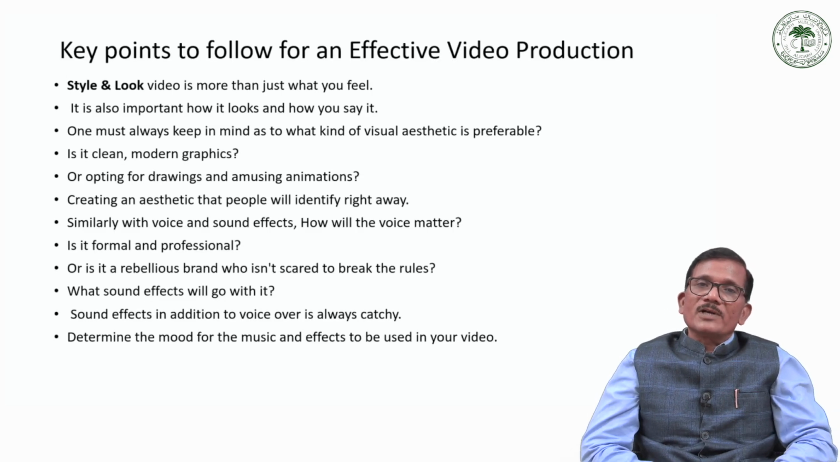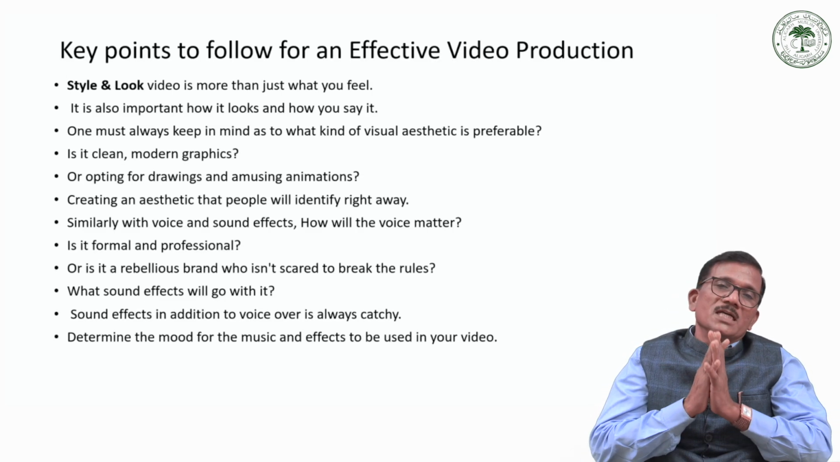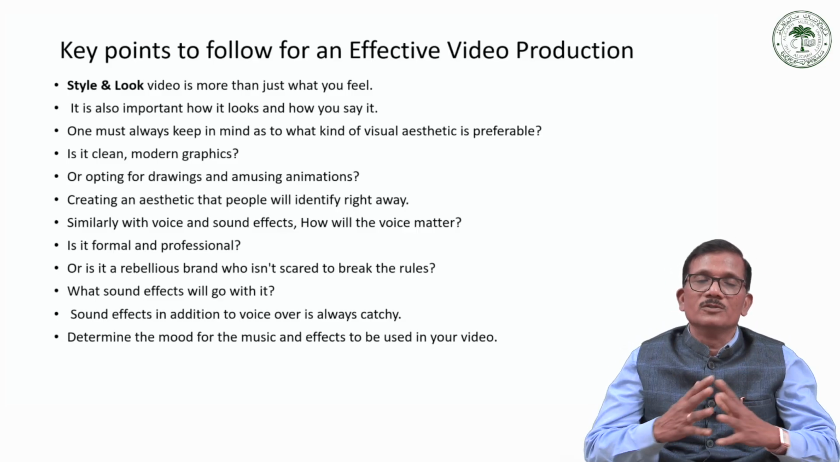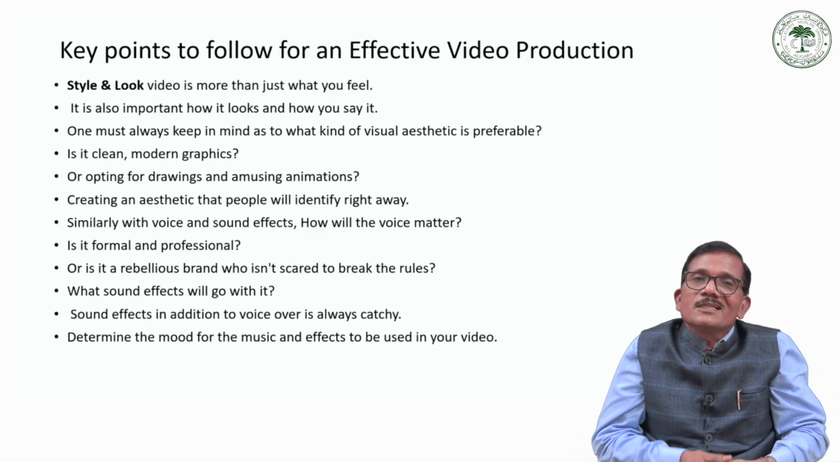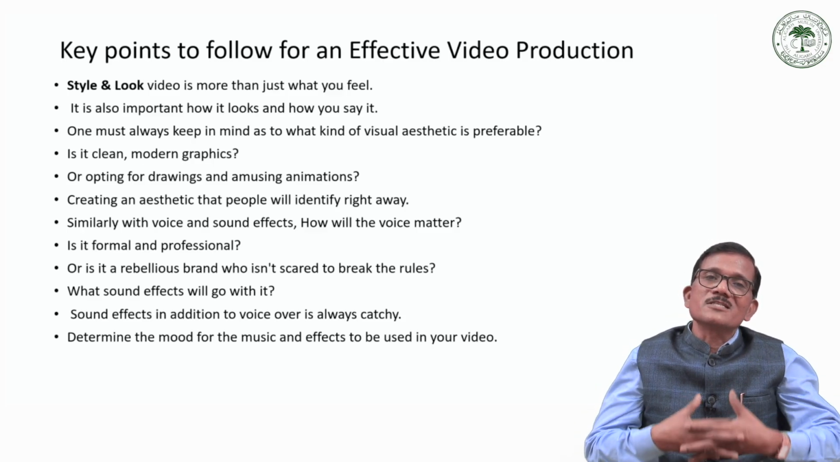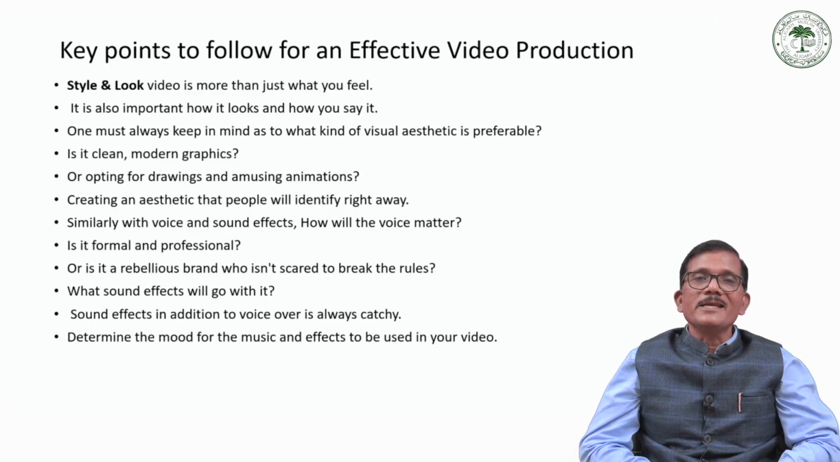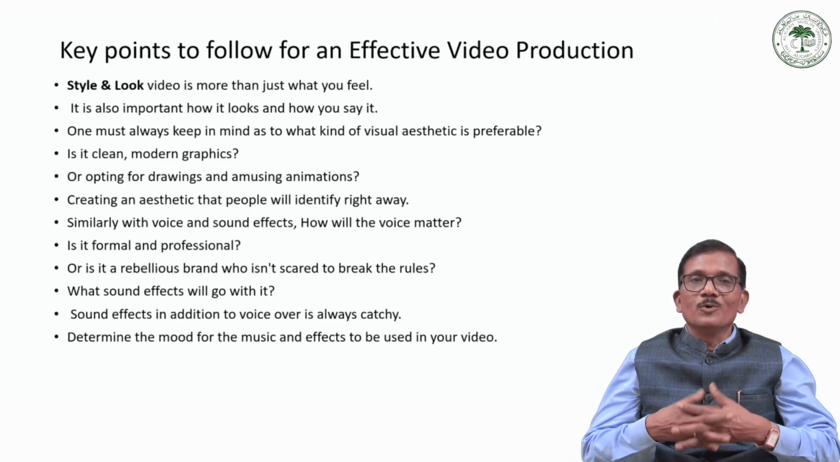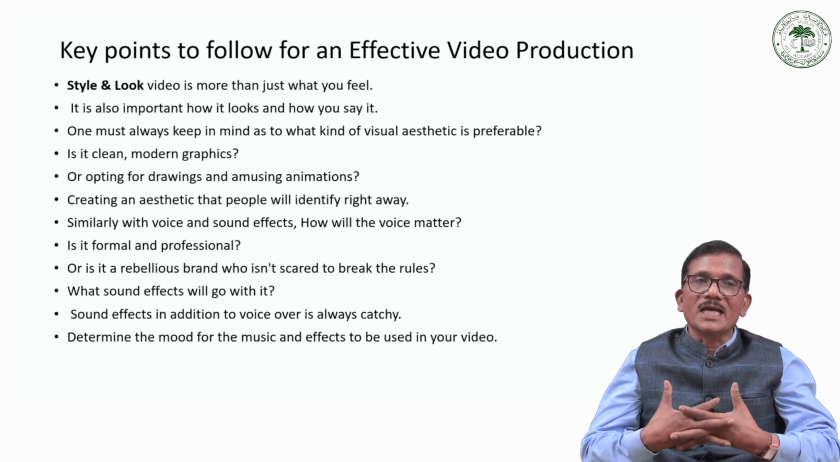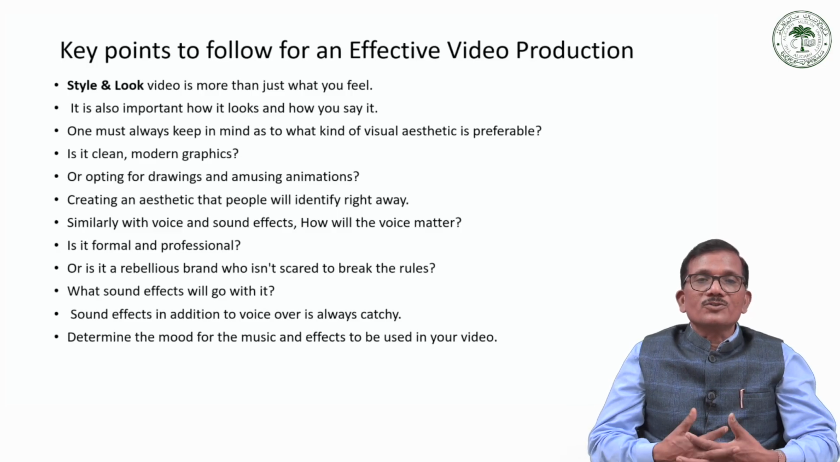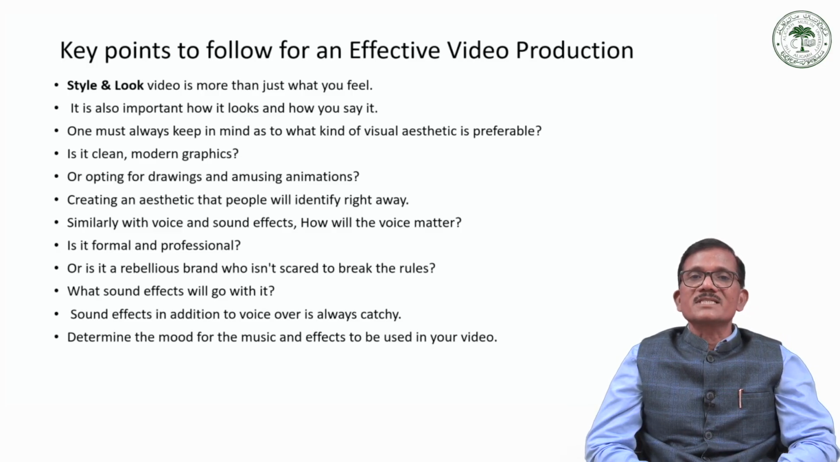Key points to follow for an effective video production. What are the key points one should follow while producing an effective video for communicating the corporation's message, when it is used as a tool of corporate communication? The first point to remember is style and look. Video is more than just what you feel. So style and look should be carefully considered. It is also important how it looks and how you say it.